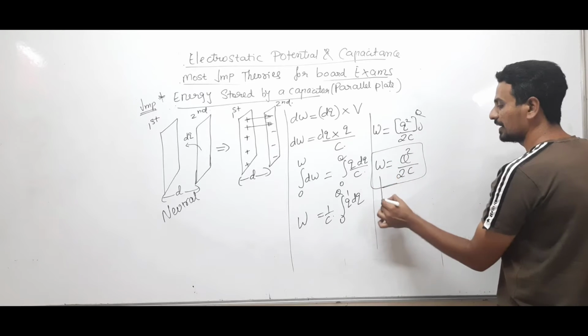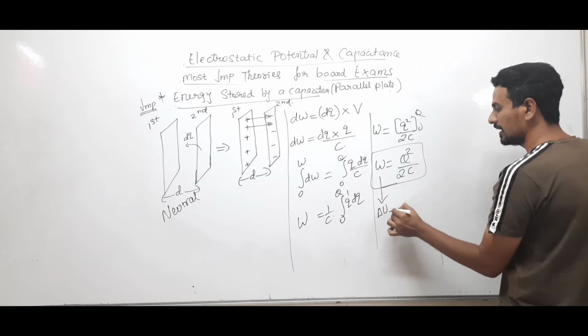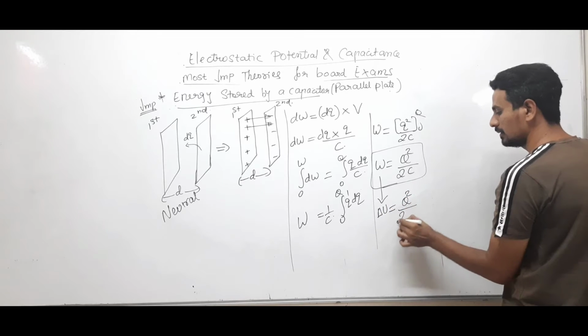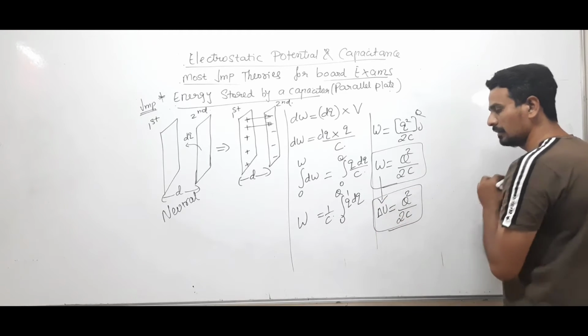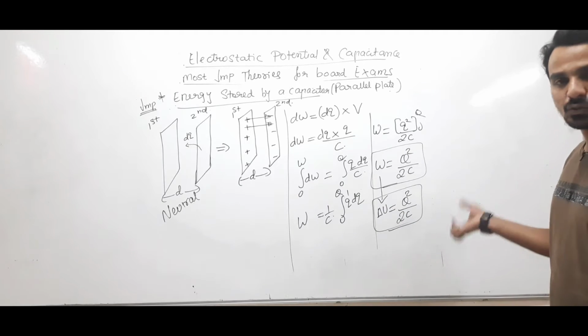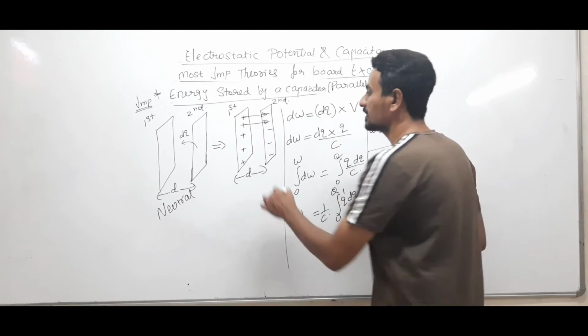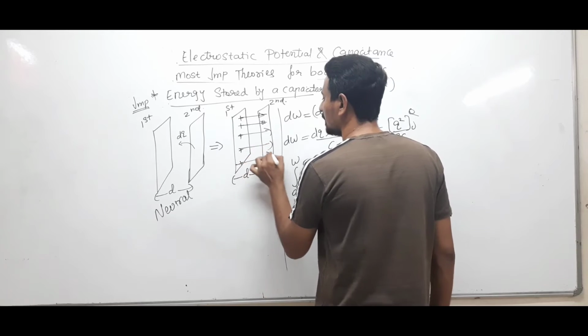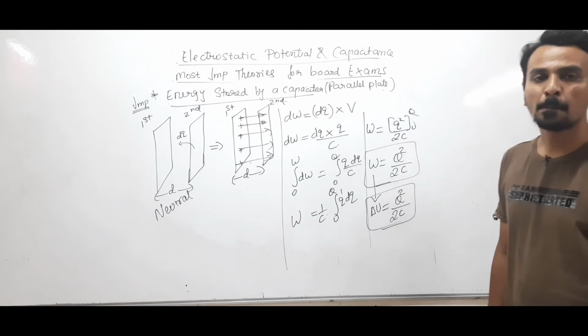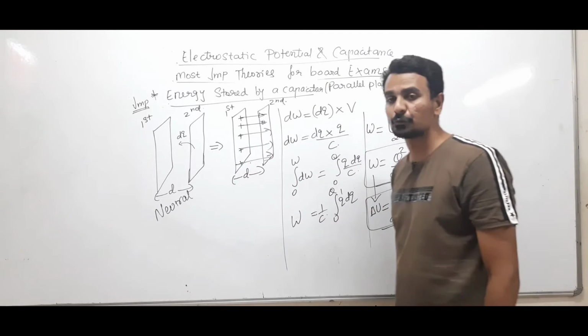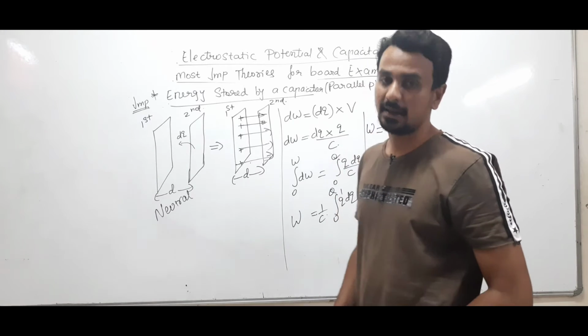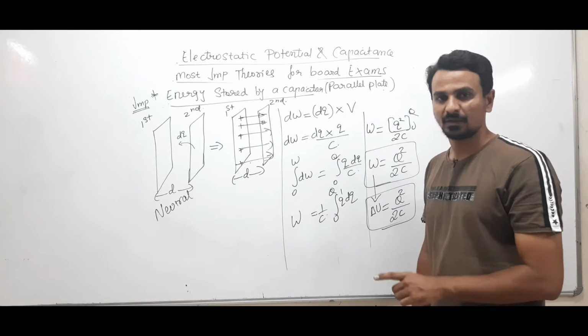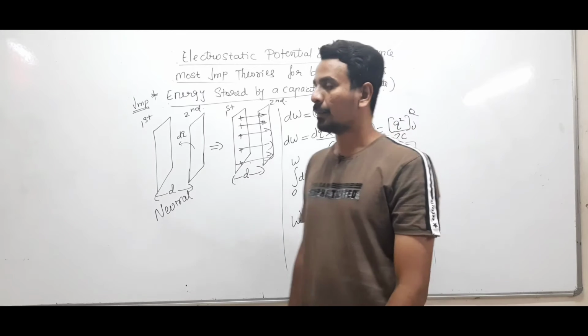This work done will be equal to the change in potential energy, or this is the energy stored between the plates of the capacitor in the form of electric field, and this work is done by the battery. So some work has to be done by the battery to charge the capacitor. Clear? Right? Now we'll discuss potential energy.